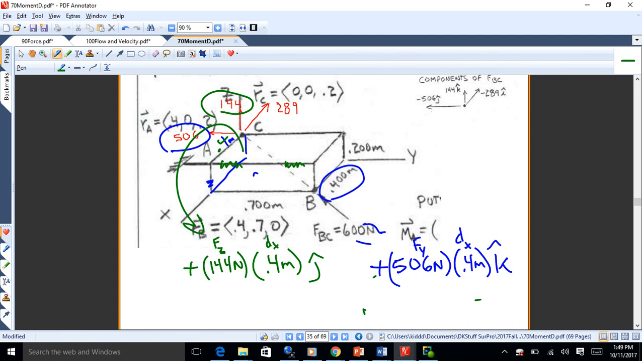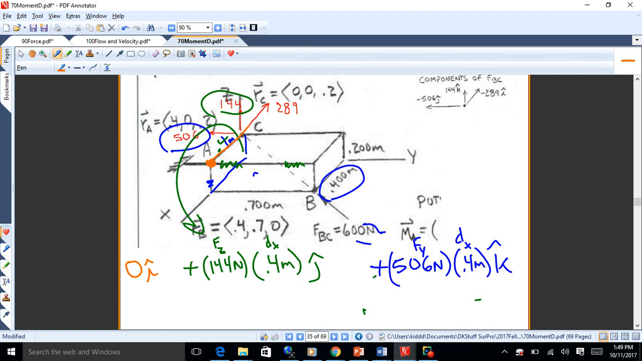How about the 289? What does that do as far as moments are concerned? It ain't doing much, because if you look at it, it's directed right through A. It's not going to cause any spin about A, see? It's just going to push on A. It won't cause any moment. So we're going to get a zero i out of that. So visually speaking, that's the moment.